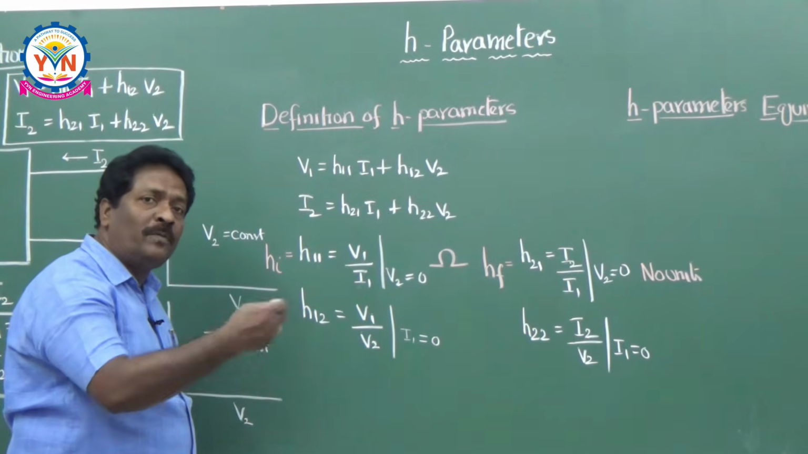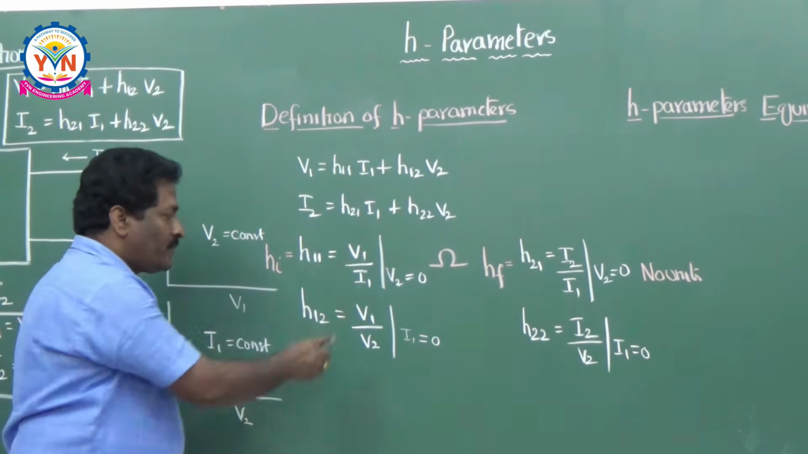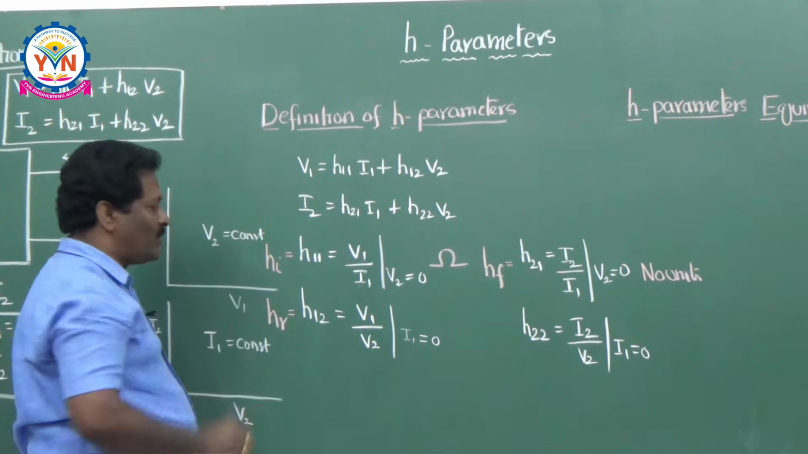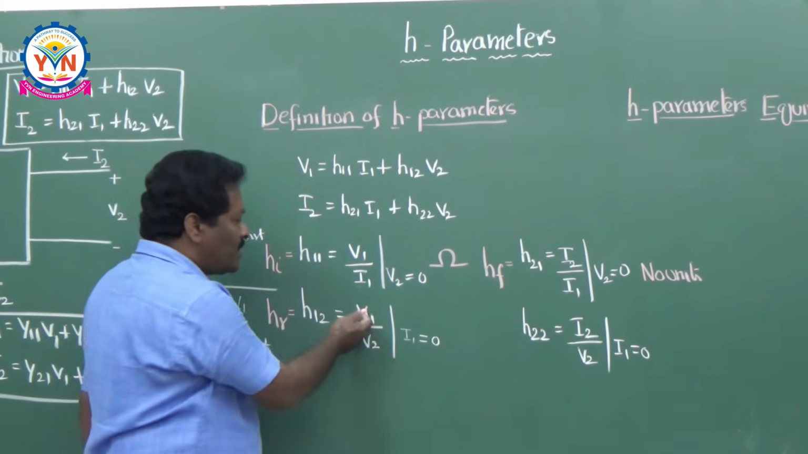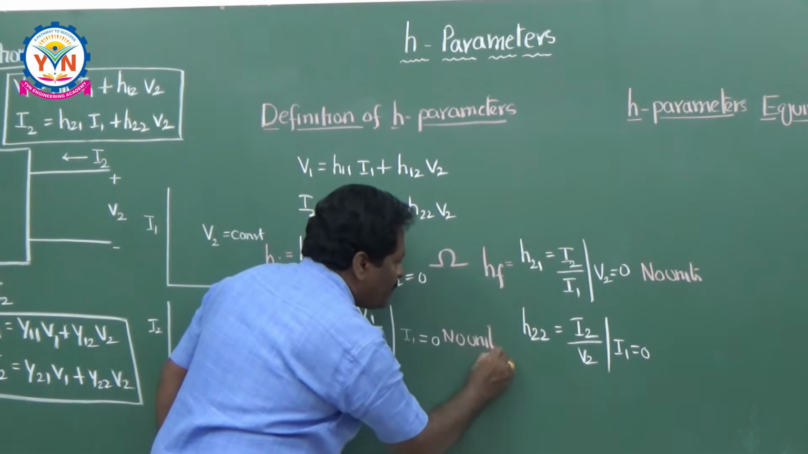Actually gain means output by input, but here you are getting V1 by V2. Means reverse voltage gain. That's why it is called HR, reverse voltage gain. What is the unit of this voltage by voltage? No units at all. No units.